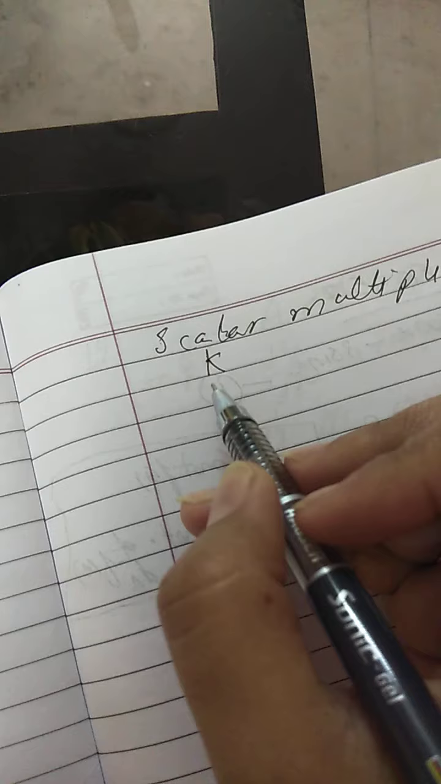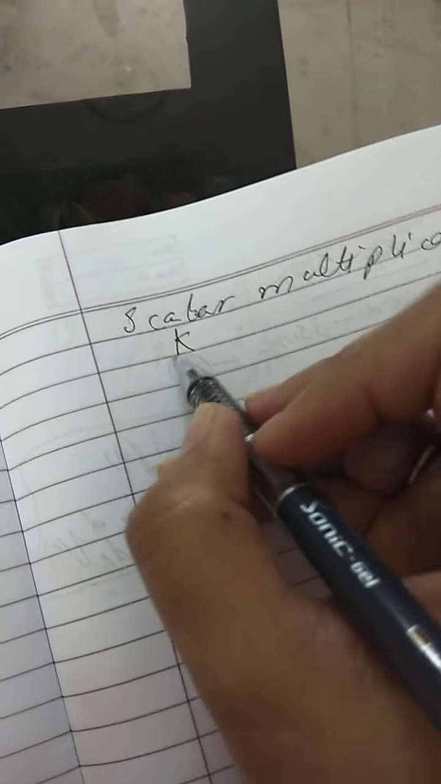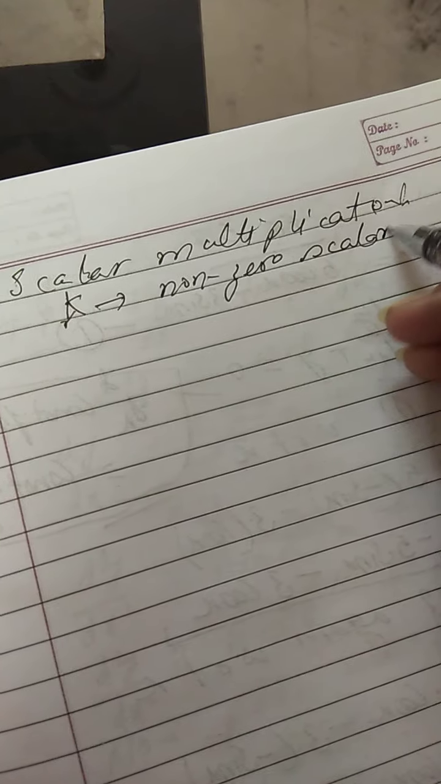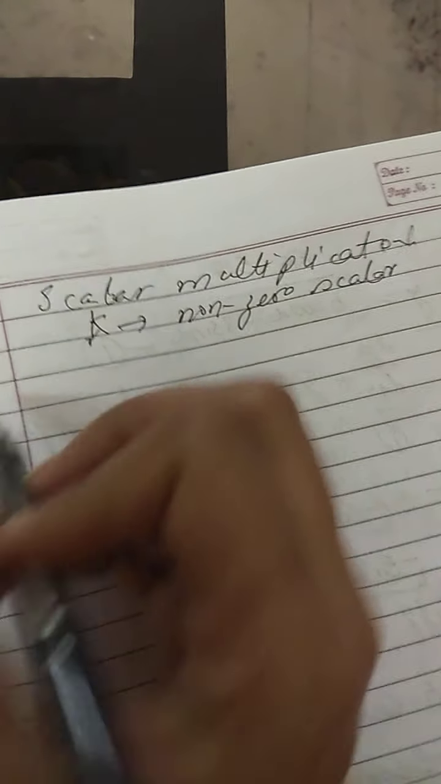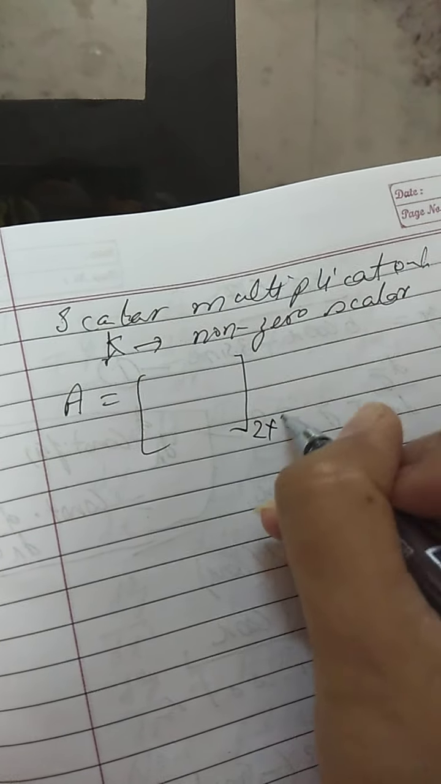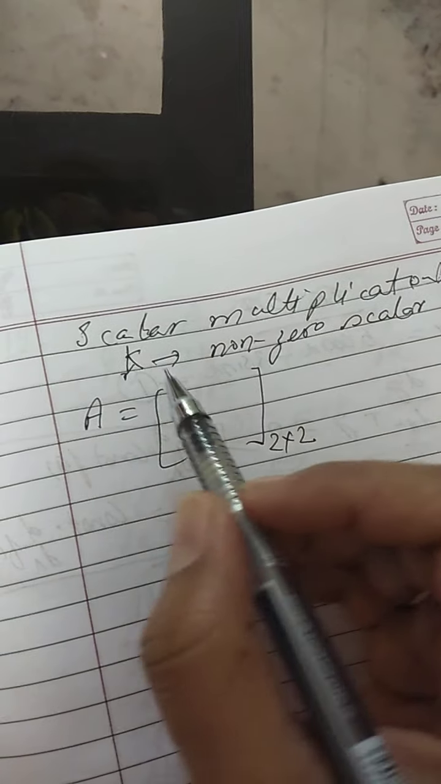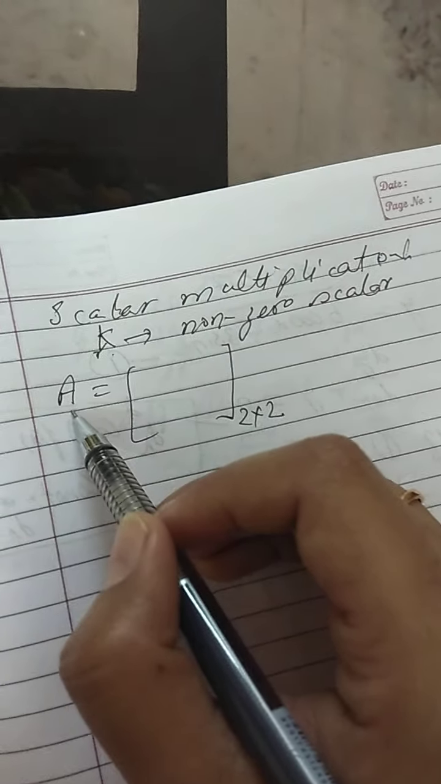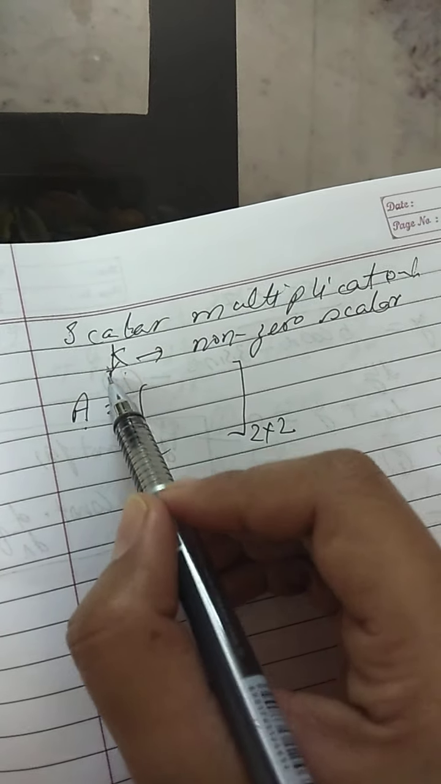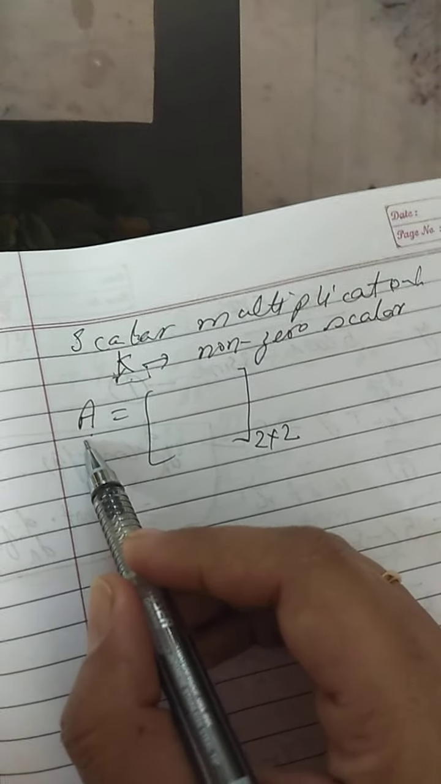Scalar multiplication means if I have any non-zero scalar, remember the scalar should be non-zero, because if I multiply by 0 it will be useless. So this is any k which is a non-zero scalar. Non-zero number means a non-zero real number only. And I have any matrix A. Let it be 2 by 2, right? Now this scalar we can multiply with the matrix. This is called scalar multiplication, when I multiply any non-zero scalar with the matrix.